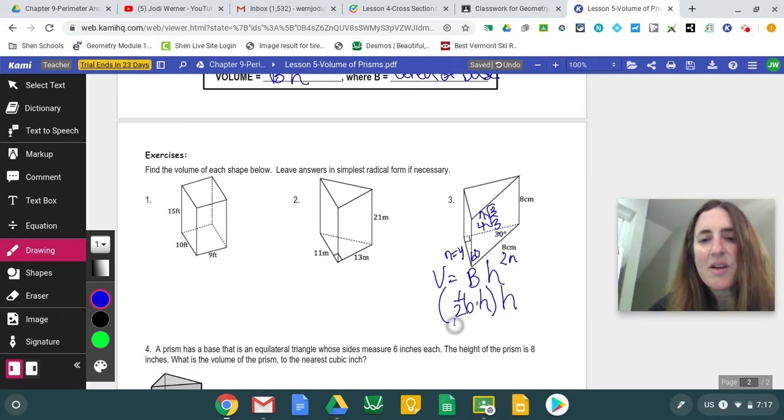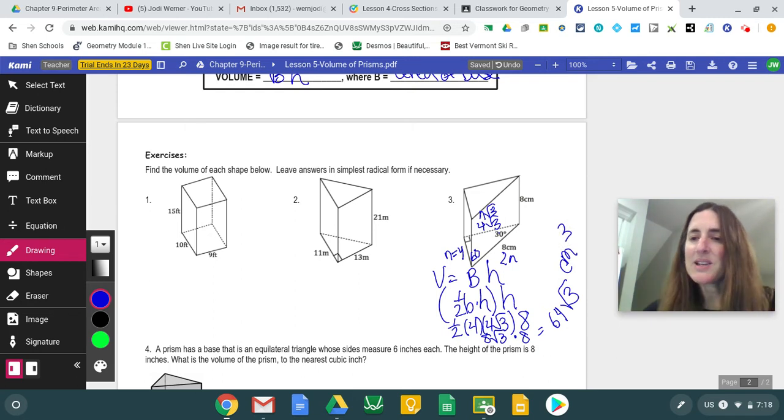Okay, so now I have 1/2. My base I can use as 4. My height is 4 radical 3. And then the height of the whole entire prism is the 8 on the side. So I have 1/2 of 4 times 4. Well, 4 times 4 is 16. 1/2 of that is 8. So now I have 8 radical 3 times 8, or 64 radical 3, and my units are going to be centimeters cubed because it's a volume.